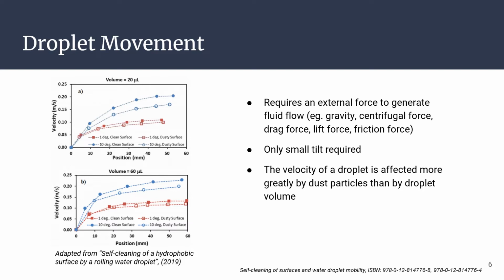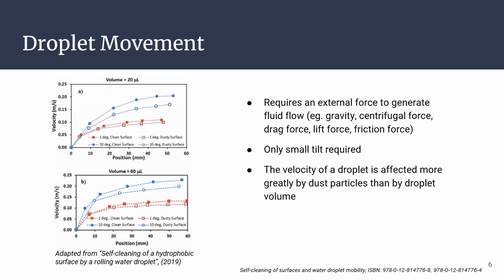These charts show the velocity of two different sizes of water droplets starting from rest and rolling down a surface under different conditions. The surfaces are arranged at either a 1-degree angle or a 10-degree angle, and they're either totally clean or dusty. We can see that the larger droplet accelerates more quickly, but reaches a similar top speed, so it doesn't appear that the size of the droplet plays a huge role.